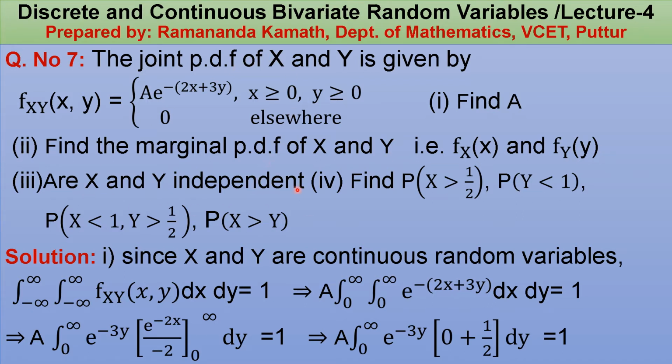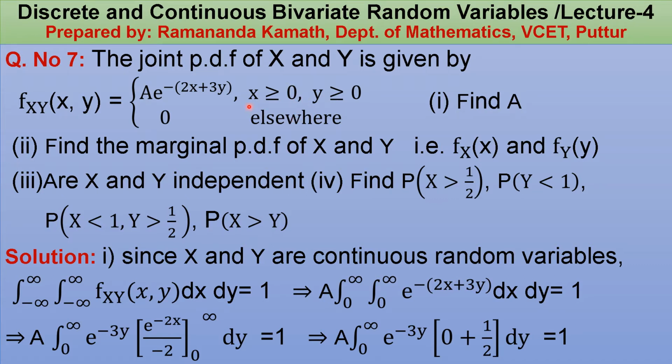Find these probabilities: probability that x will be greater than half, probability that y will be less than 1, probability that x will be less than 1 and y is greater than half, probability that x will be greater than y. Now from the definition it is clear that x and y are continuous bivariate random variables as x and y value varies from minus infinity to plus infinity.